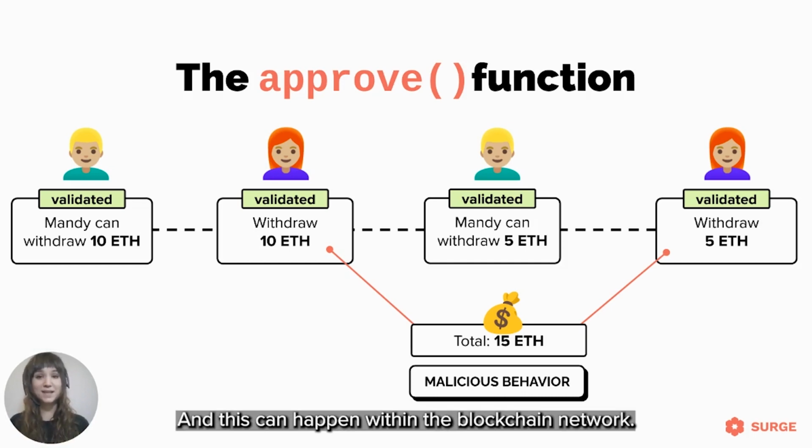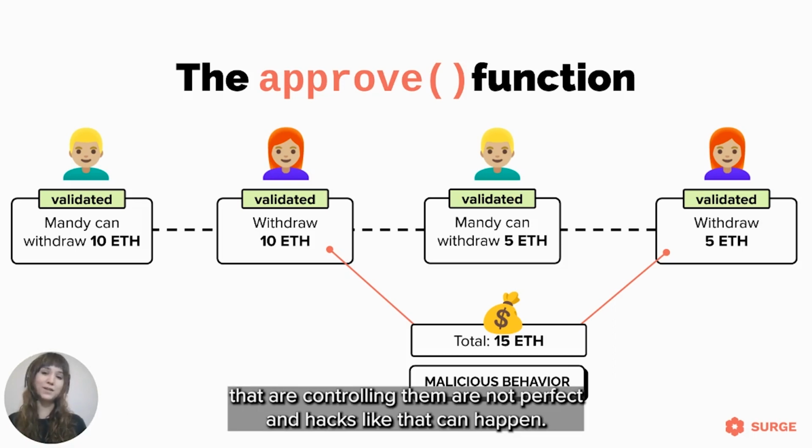And this can happen within the blockchain network. And as you can see, the consensus mechanisms, the rules that are controlling them are not perfect, and hacks like that can happen.